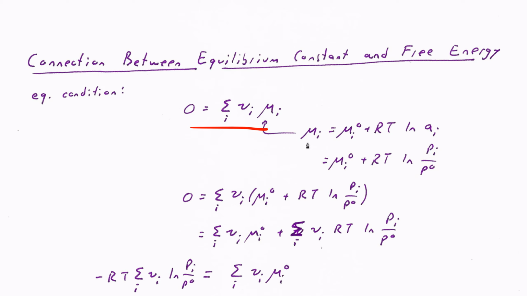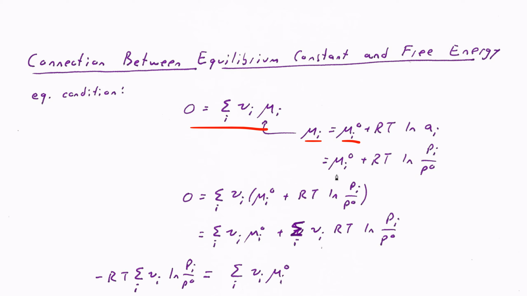So we can remember that the chemical potential, under some set of conditions, is the standard state chemical potential plus RT log of the activity. If we're specifically talking about ideal gases, then activity is pressure over standard pressure. Activity is mole fraction, which is the same as pressure over standard pressure.